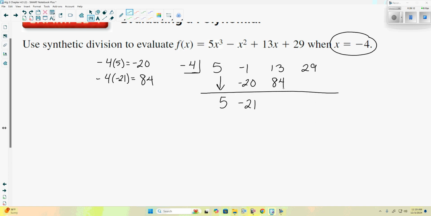And 4 times 21 is 84. Now, we could be doing all these calculations in the calculator. You don't have to do these by hand. I can type in negative 4 times 5, negative 20, plus negative 1, negative 21. 4 times negative 21 is 84. 84 plus 13 is 97. Negative 4 times 97 is negative 388.